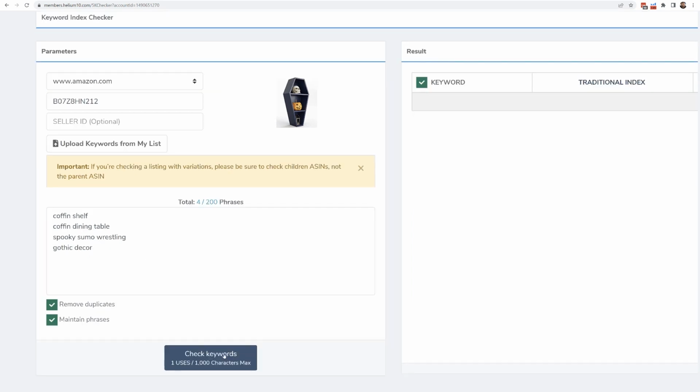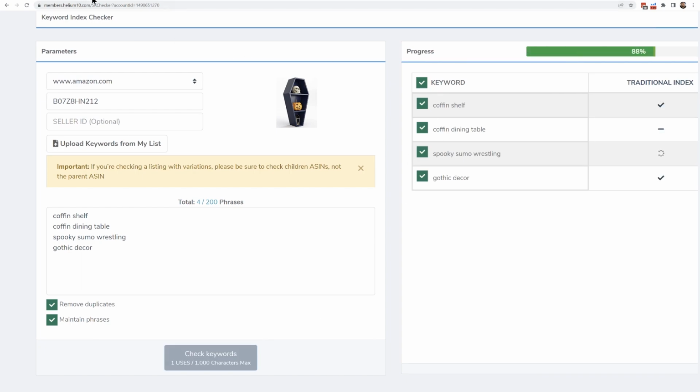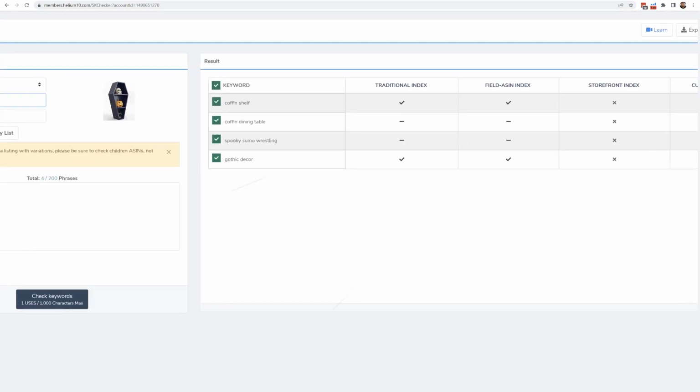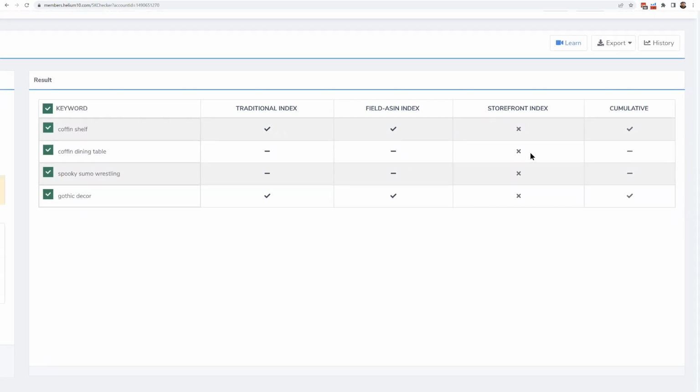All right. So all I have to do is hit check keywords and it is going to search for these keywords. And here, this is what I need you guys to understand how to use. This is something that a lot of people make a mistake on. If you see a check mark in the results, that means it's indexed. If you see a dash or a straight line, that means it's not indexed. If you see an X, that means that we didn't do the check. So in this situation, since I didn't put an Amazon storefront in here, it did not check the storefront index. Don't worry about the rest, I only have one or two of these checks.